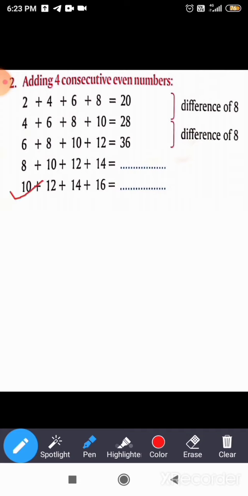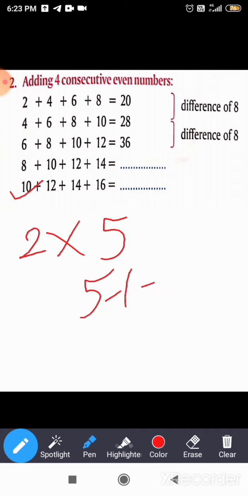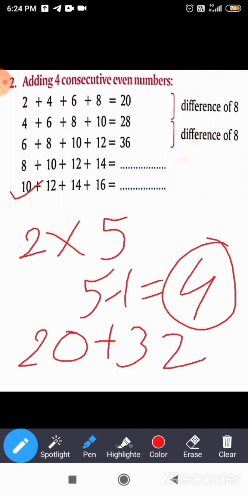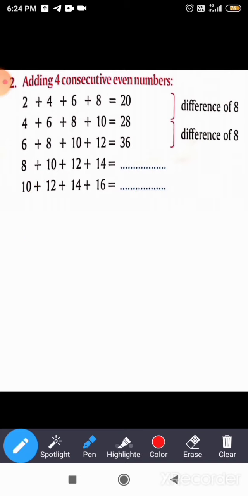If my series is starting from 10, it means 2 fives are 10. It means you have to convert the first number of the series as a multiple of 2. Then 5 minus 1, my answer is 4. So I'm going to add 8 4 times. It means 8 fours are 32. So 20 plus 32, my answer is 52. I hope it's clear. I'll explain with one more example.